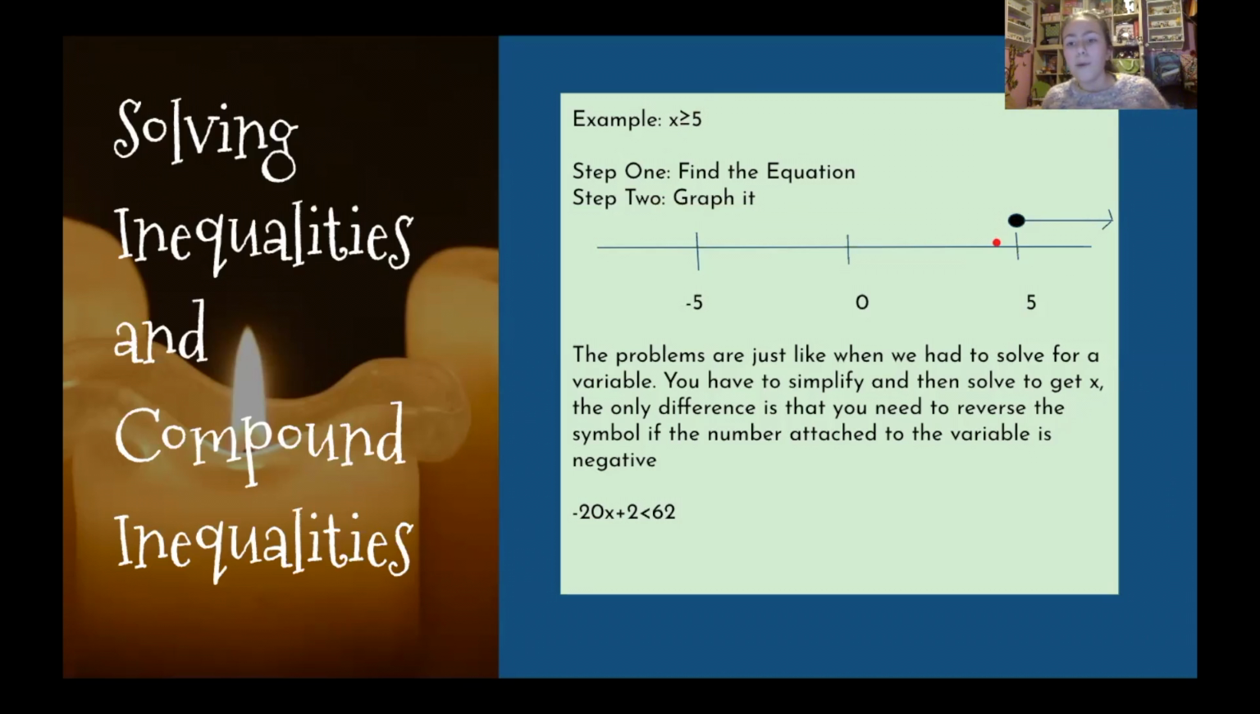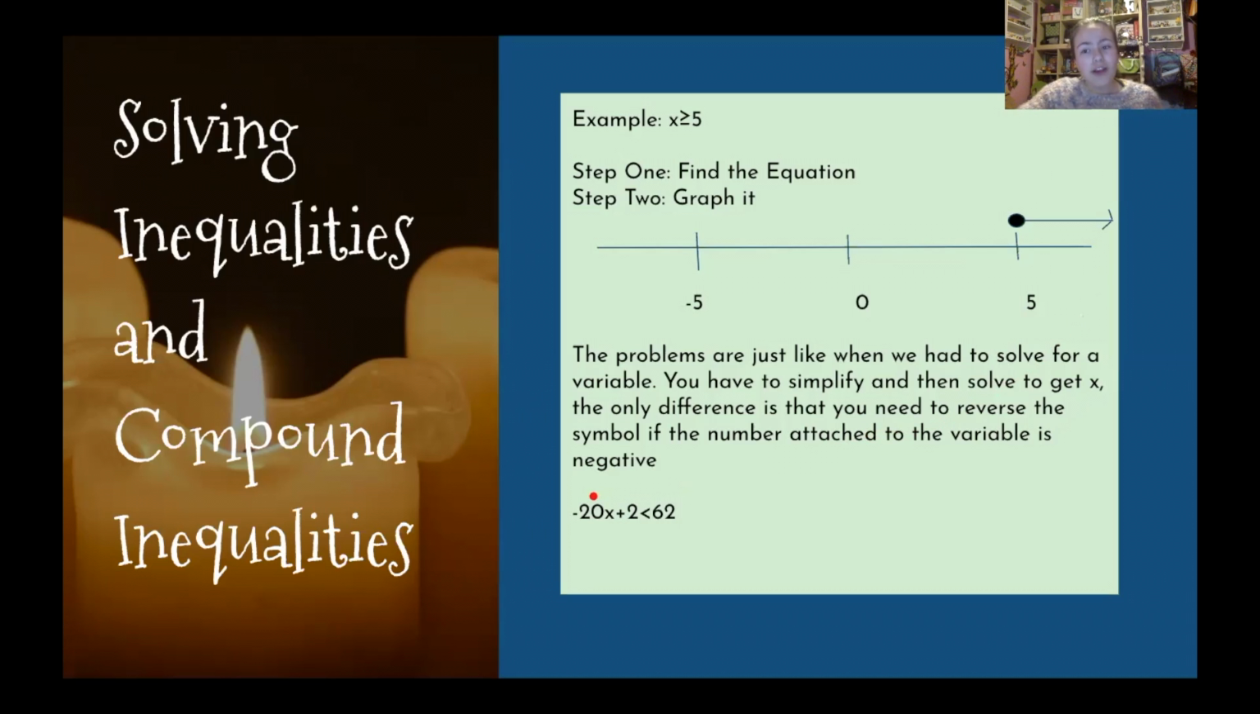Now for more complex problems, not just basic solving inequalities. The problems are just like when we had to solve for a variable. You have to simplify and then solve to get x, or the letter that the variable is. The only difference is that you need to reverse the symbol if the number attached to the variable is negative. Now, what does that mean? In this case, we would be able to do that.